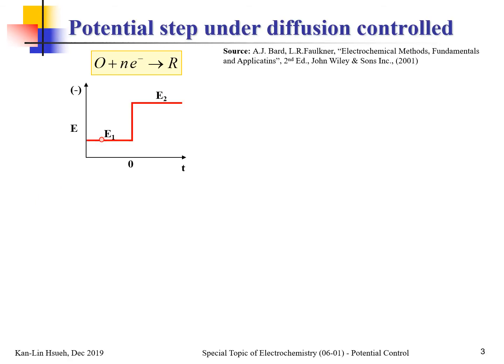Let's say we consider an oxidant O being reduced into the reductant R. By doing this, we set the potential, as you can see, from E1 and then go to E2 at a time equal to 0. So when the time equals 0, we suddenly change the electric potential from E1 to E2.